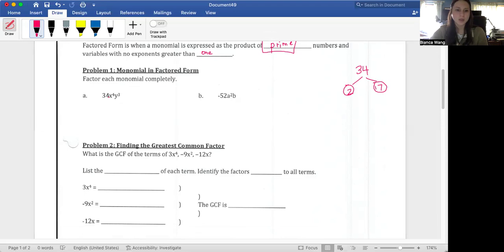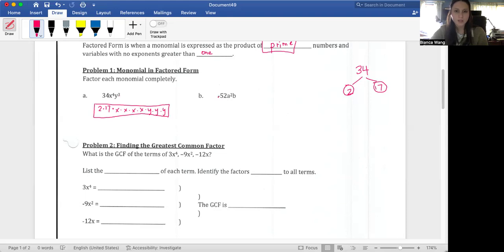So that means 34 can be broken up as 2 times 17, and then x to the fourth power is really just x times x times x times x, right? x times itself 4 times. And then y to the third power would be y times itself 3 times. And so this is the factored form of that monomial.